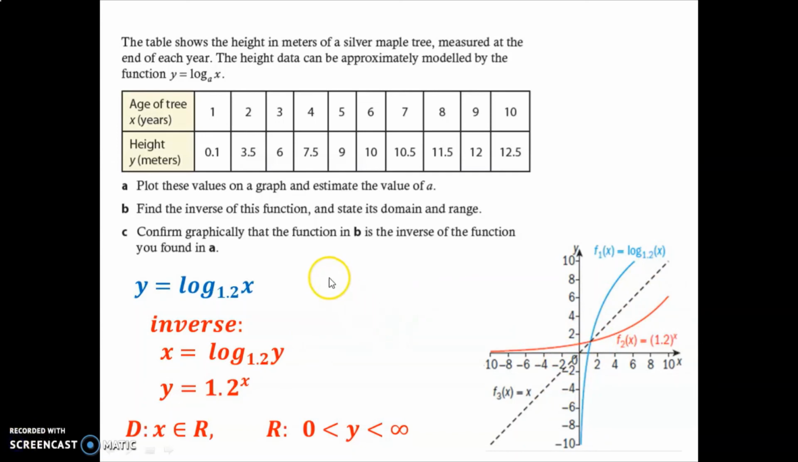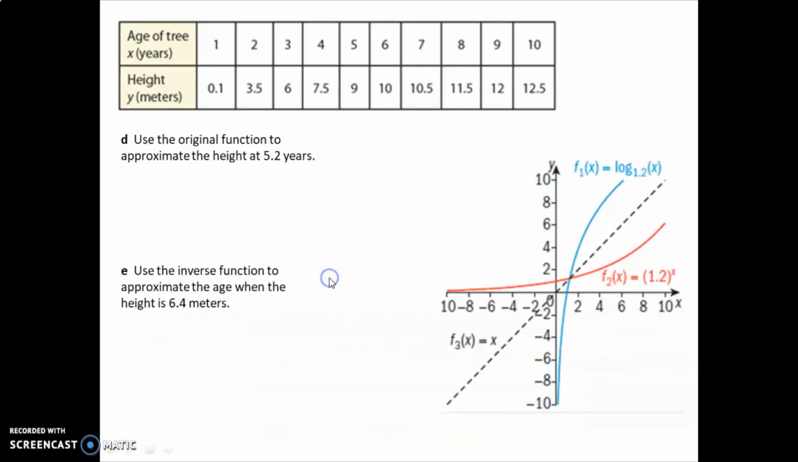Okay, let's do one more thing to wrap up this problem. The last step we're going to take is this. It says, using the original function, which is the log one here, approximate the height at 5.2 years. That means just putting 5.2 into the function, right? Because that original log function represents this data. So our x values are the years, our inputs, and our y values are the height. So let's figure it out.